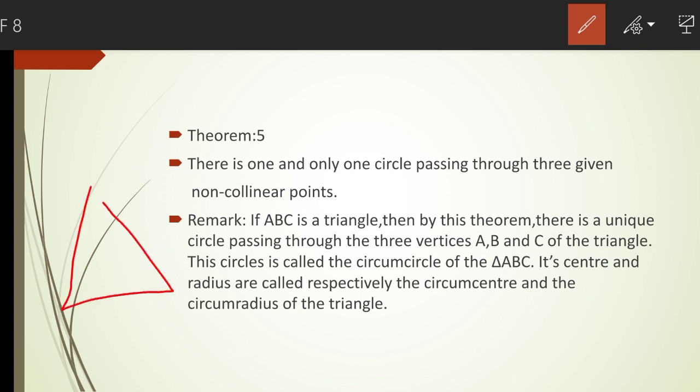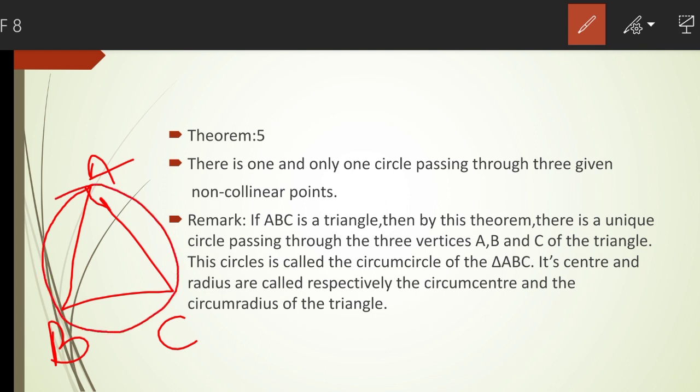Suppose we have a triangle ABC. So ABC is a triangle. They are non-collinear points. Non-collinear points means they do not fall on the same straight line. So if we form a circle using these three vertices, then this is the circle that we get.